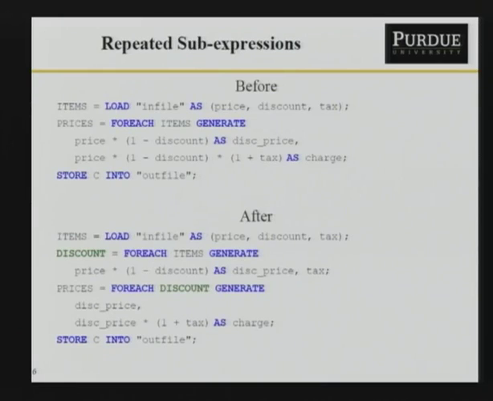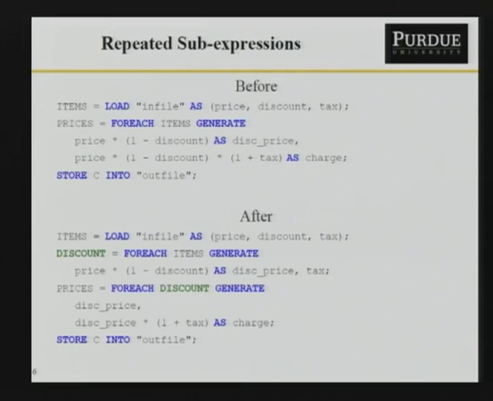Okay, so now we'll move to the second group of optimizations. This one is the repeated sub-expressions. Again, another example here. In this example, we first load a file with three columns: price of a product, discount, and tax. And we want to figure out what's the discounted price. So we multiply price with 1 minus discount to find the discounted price. And then we want to see how much we need to charge for this product. So we again do price times 1 minus discount times 1 plus tax to get the discount price plus the tax.